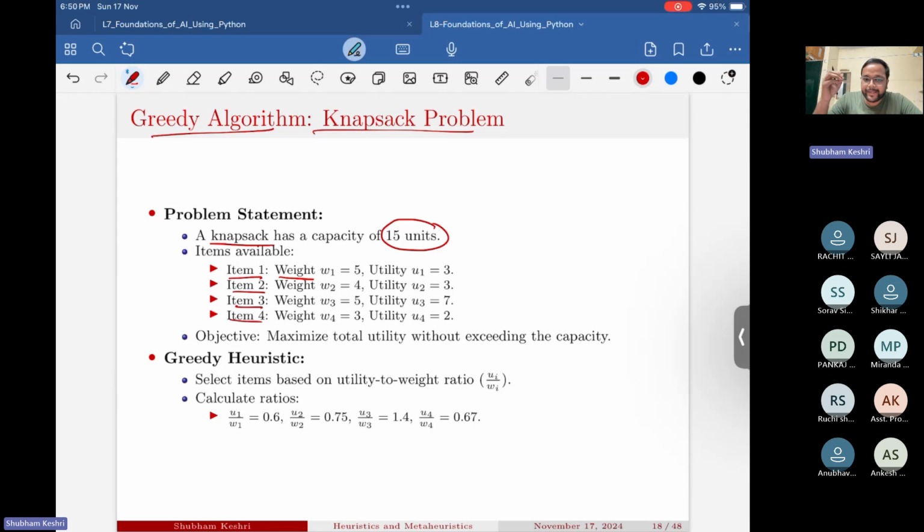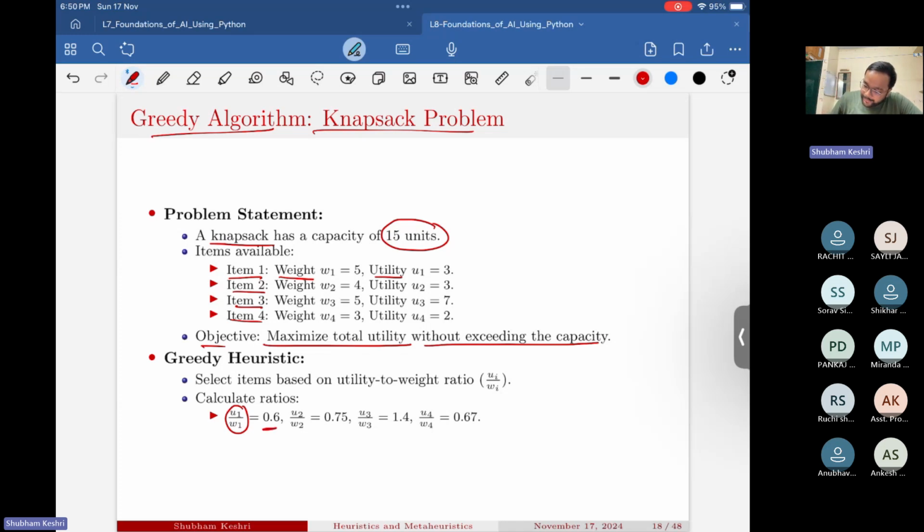Each object has weight and some utility, and the objective is to maximize the total utility without exceeding the capacity. So what is a greedy heuristic? It finds the ratio of utility to weight. So it is something like, for each unit of weight, what is the utility you are getting?